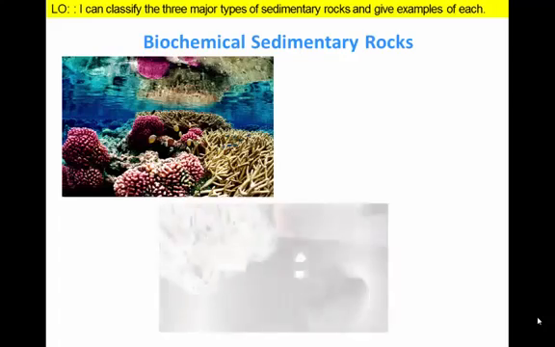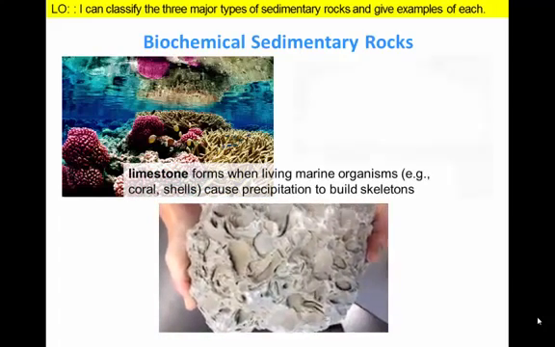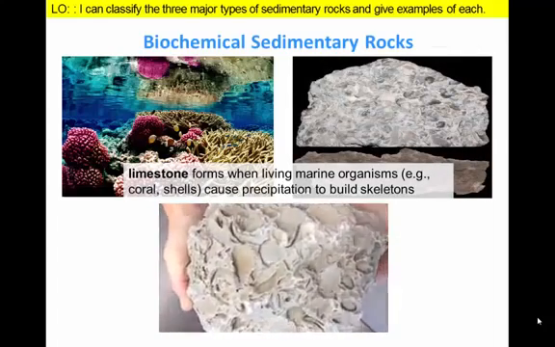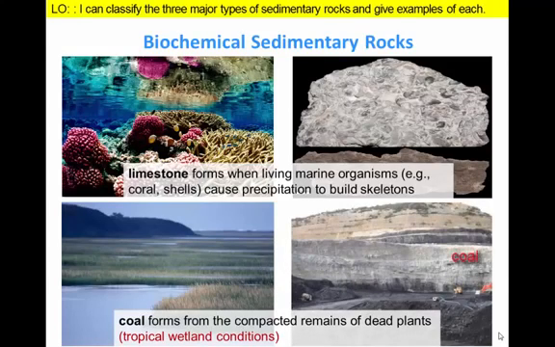Other marine organisms, such as corals, clams, and oysters, also build shells that eventually form biochemical sedimentary rocks. Plants can also end up as rocks. For example, vegetation in tropical swamps can be compacted and compressed to form coal.